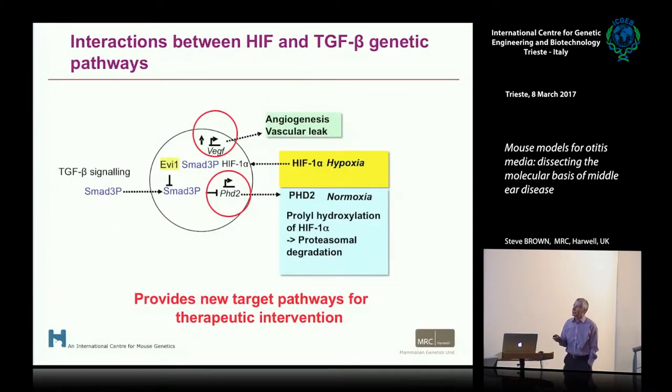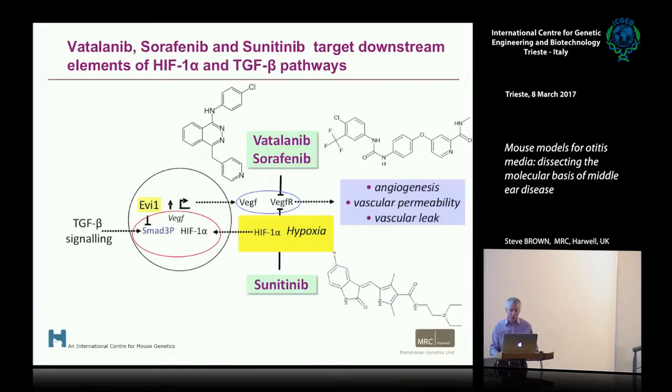And indeed, this model and these pathways do provide us with a new target. If we think most of the inflammation is arising from signaling through VEGF, VEGF receptors have been a big target for cancer over the years, and there are a number of compounds freely available which can interrupt this particular pathway, such as vatalanib, sorafenib, and sunitinib, all acting on VEGF receptors and potentially able, if delivered to the middle ear of these mice, to counter the angiogenesis, the vascular permeability and vascular leak that we see developing in these mice that lead to the chronic otitis media.